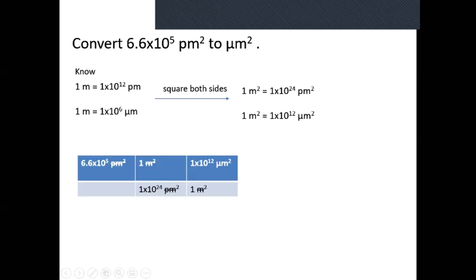So we start with picometers squared. Since we're starting with picometers squared, in the conversion factor picometer squared goes on the bottom, meter squared goes on top. And then in the second conversion factor, meter squared goes on the bottom, micrometer squared goes on top. Now 10 to the 5th times 10 to the 12th is 10 to the 17th, divided by 10 to the 24th. That means you subtract, and you get 10 to the negative 7. This makes sense because we're going from a relatively small prefix to a larger prefix, so our exponent power should decrease.